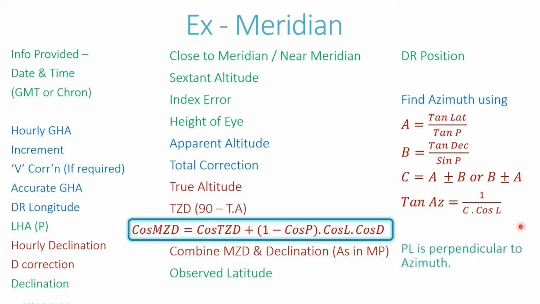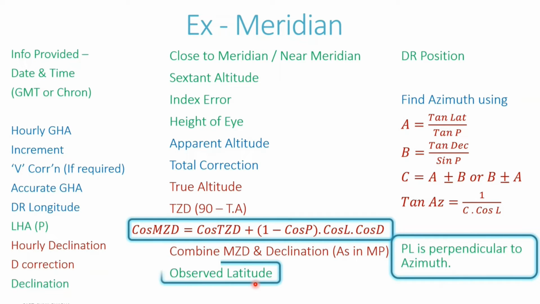Once the azimuth is obtained, we know that the position line is perpendicular to the azimuth of the body. So we have obtained the azimuth and we have obtained the observed latitude. These are the two data items which are required to plot the position line. Once these two are known, we can plot this PL on the chart or in our plot.